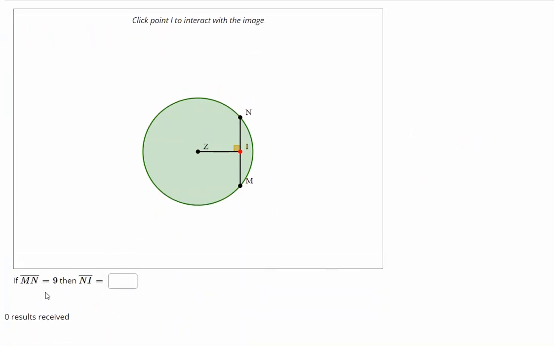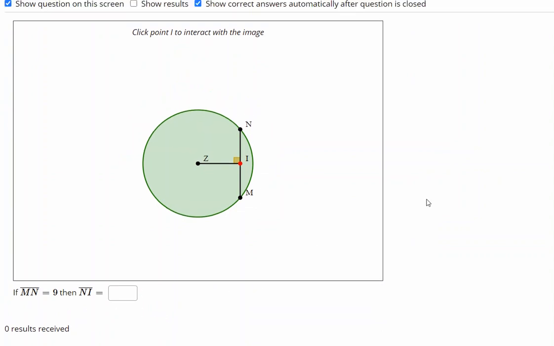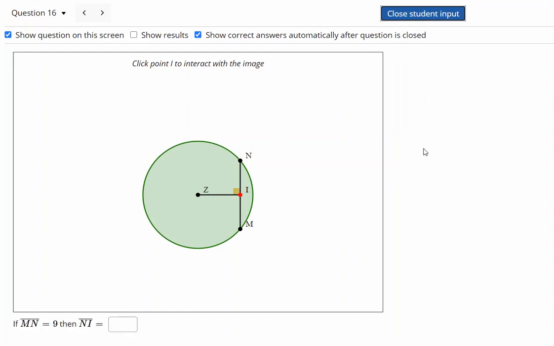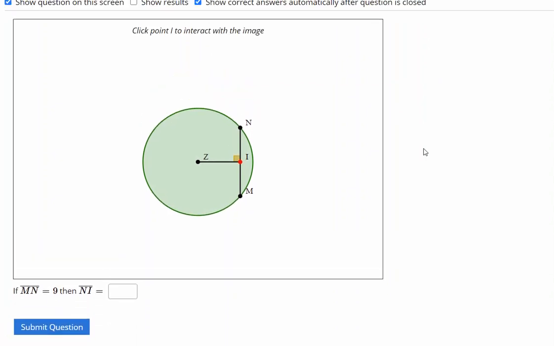If MN is equal to 9, then NI is equal to... All right, I'll open this one up. So just read that one carefully. Make sure you know which length you're looking at.